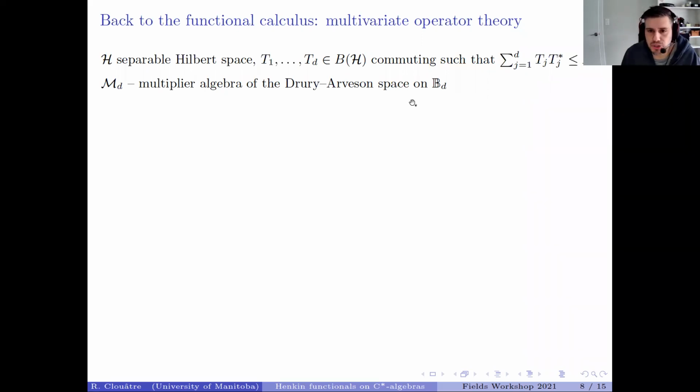And intuitively, you should think of this as a replacement or an analog of the algebra H infinity. Now, it's a fact that this multiplier algebra contains the polynomials. So if you want, you can take the norm closure of the polynomials inside of MD, and that I will denote by A sub D. And this is a rough analog of what the ball algebra was.